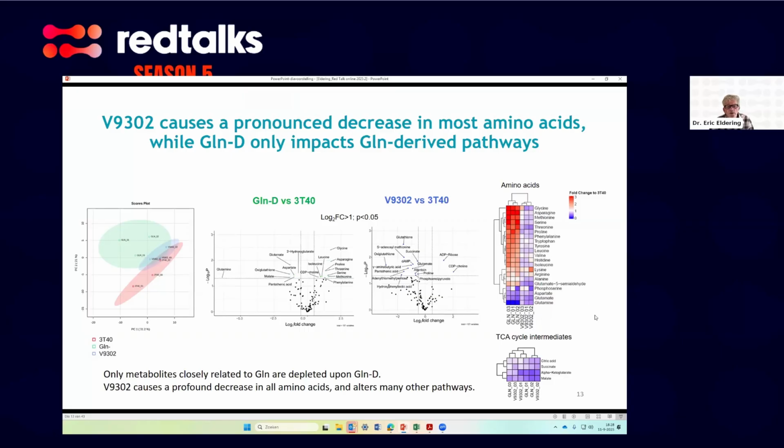And why is this important? Because we wanted to study what this V9302 is actually doing to the cells in order, for example, to reduce the resistance to venetoclax, as we've just seen.